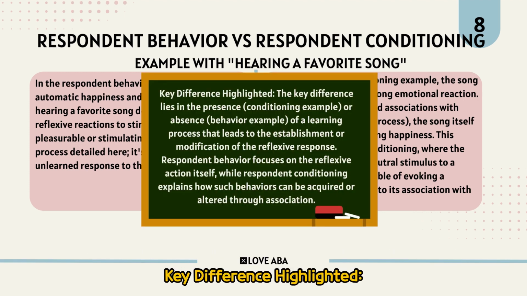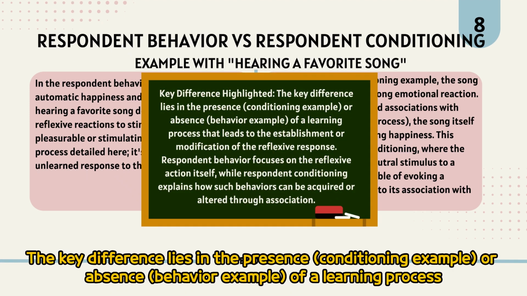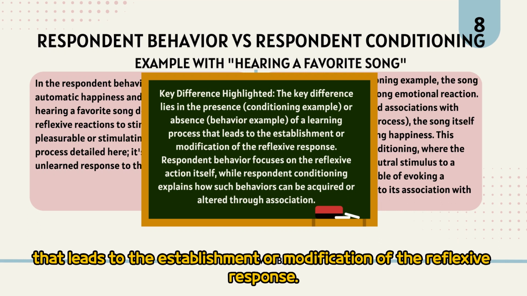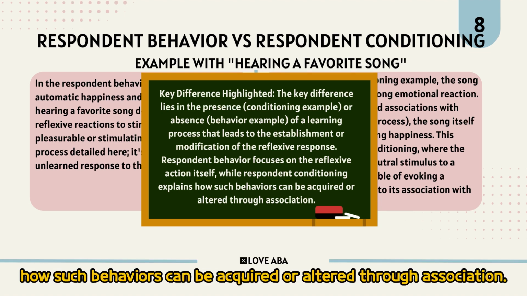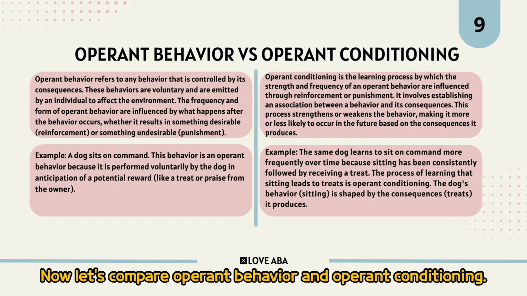Key difference highlighted. The key difference lies in the presence, conditioning example, or absence, behavior example, of a learning process that leads to the establishment or modification of the reflexive response. Respondent behavior focuses on the reflexive action itself, while respondent conditioning explains how such behaviors can be acquired or altered through association. Now let's compare operant behavior and operant conditioning.